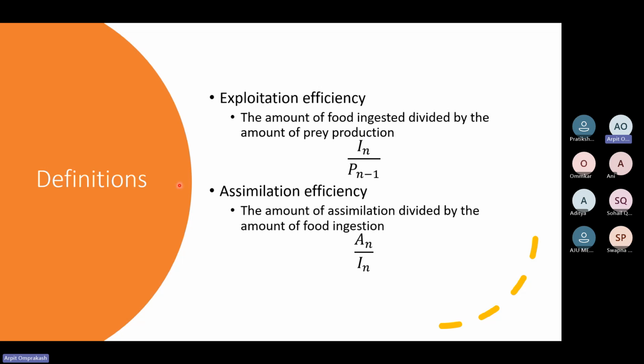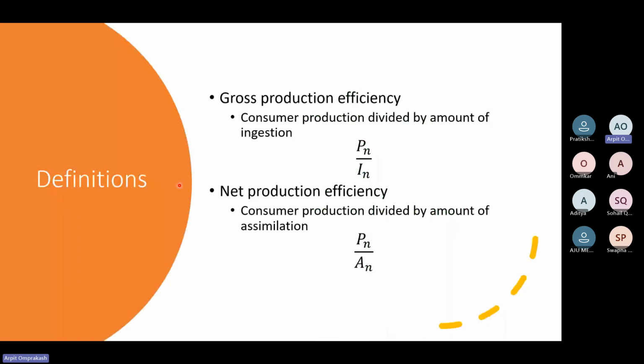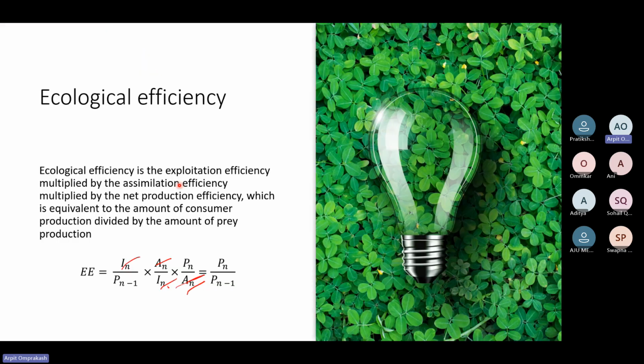So how much you are getting versus how much you are eating is assimilation. Exploitation is how much you are eating versus how much is available out there. Next, we talk about gross production efficiency, net production efficiency, and how we can use all these things to calculate the ecological efficiency. So basically, it's the multiplication of all four of them.